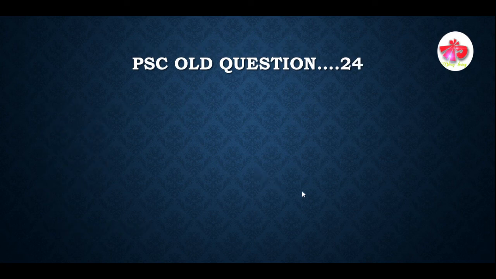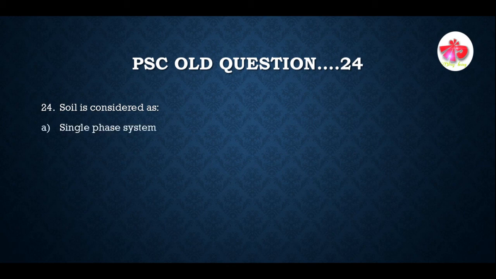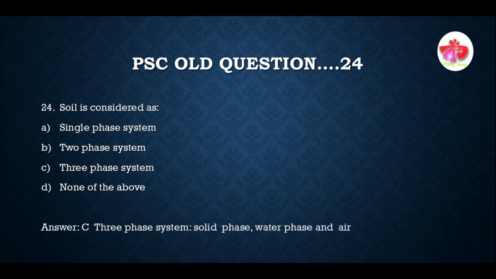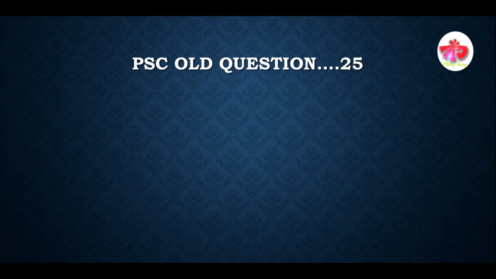Now question number 24. Soil is considered as option A single phase system, option B two phase system, option C three phase system, and option D none of the above. So soil is always considered as the combination of a three phase system, that is solid phase, water phase, and the air phase. Let us move to question number 25.